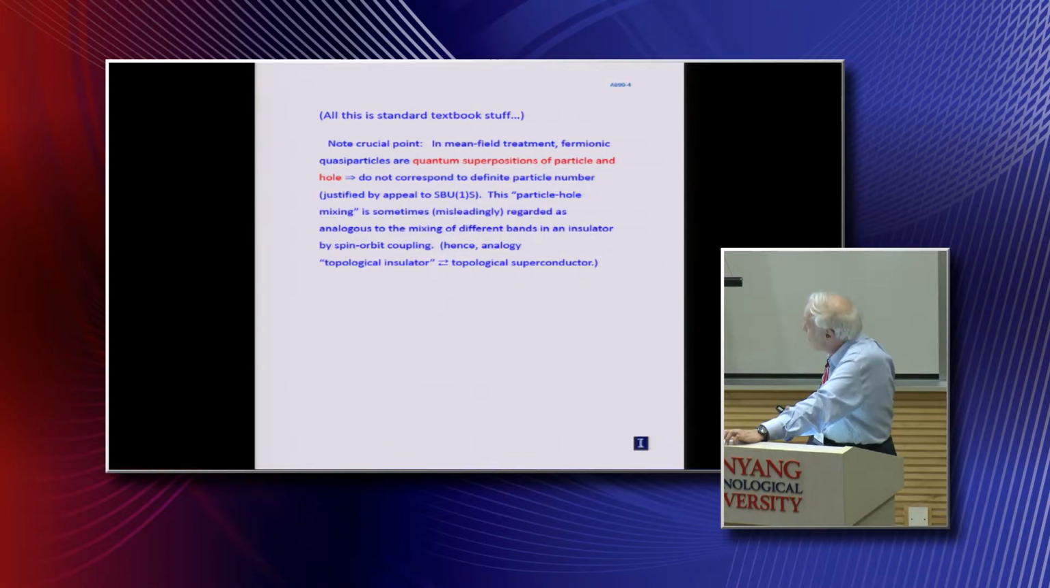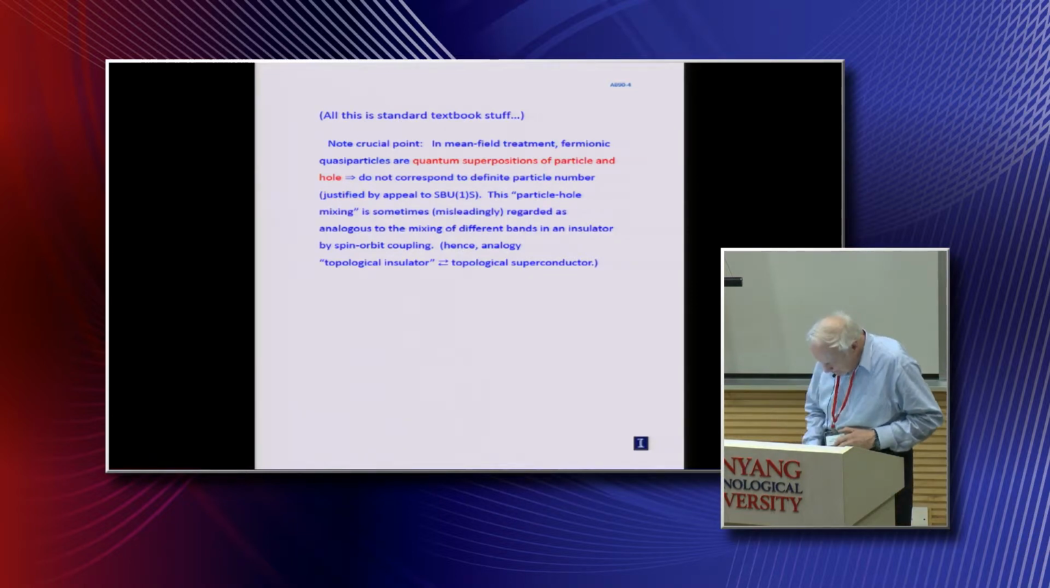And as many of you might know, under certain circumstances, when you get mixing of different bands by spin-orbit coupling, that is when you get a so-called topological insulator, and these things have been a subject of enormous interest in condensed matter physics in the last few years. So people often make an analogy between these so-called topological insulators and topological superconductors, which we'll come to in a moment.